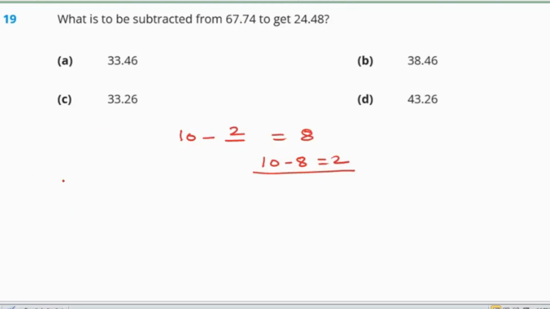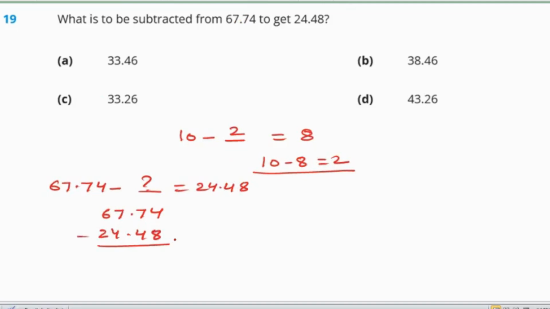Exactly the same thing we will do over here. The question is saying what is to be subtracted from 67.74 so we can get 24.48. So for that, we will subtract 24.48 from 67.74. We need to subtract these two numbers to get our answer. And if we subtract them, we will get 43.26. That will be our correct answer, which is option number D.